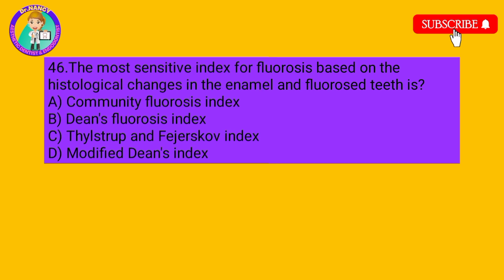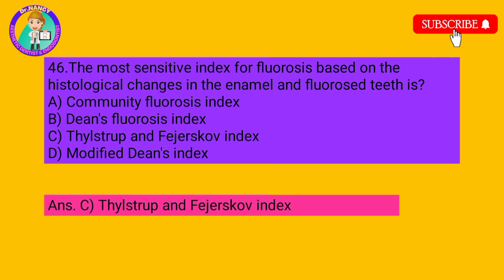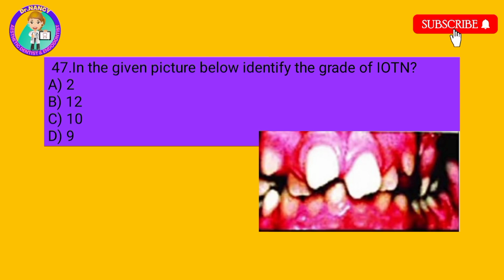The most sensitive index for fluorosis based on the histological changes in the enamel and fluorosed teeth is Community Fluorosis Index, Dean's Fluorosis Index, Thylstrup and Fejerskov's Index, Modified Dean's Index. Answer, Thylstrup and Fejerskov's Index. In the given picture below, identify the grade of IOTN: 2, 12, 10, 9. Answer, 10.